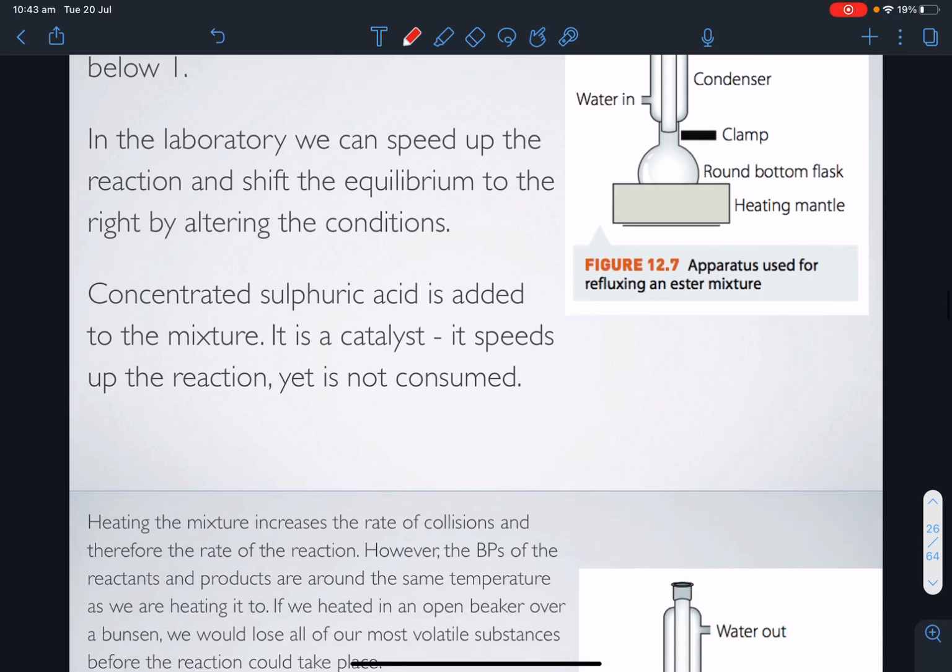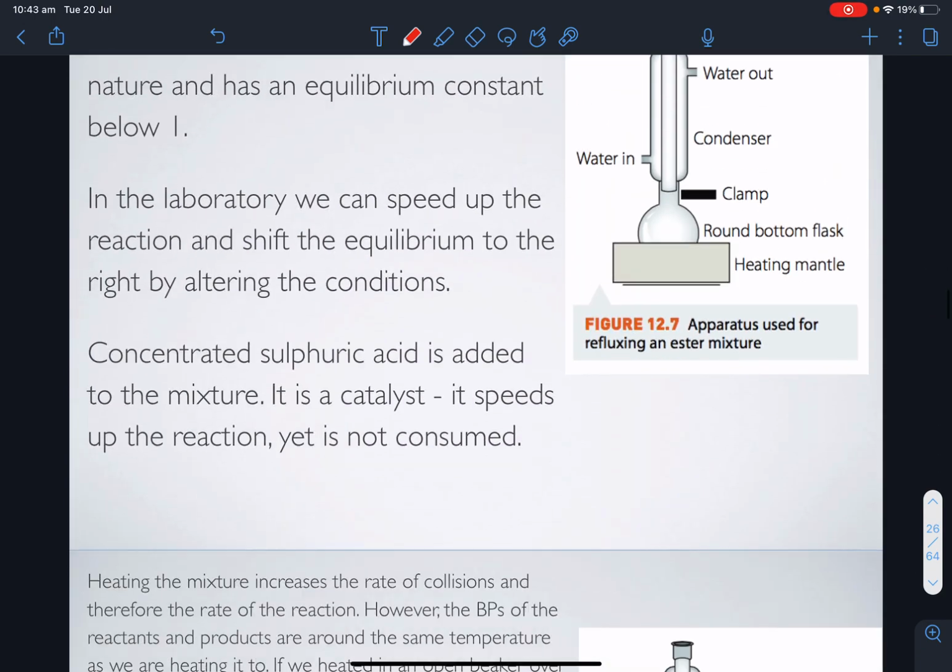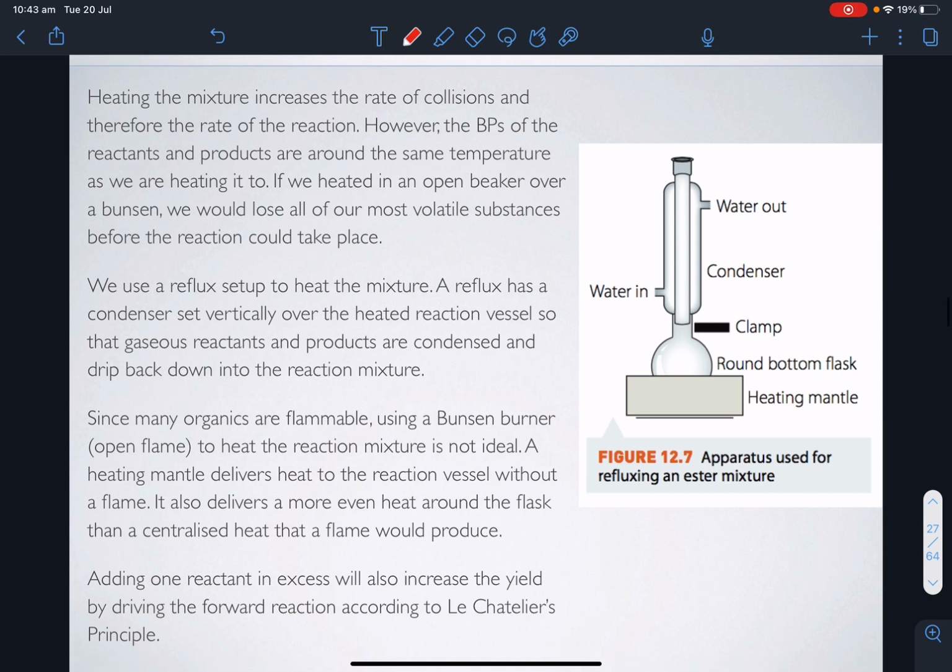I'm talking about what's on the next page. So I'll just skip ahead and talk about that. So the low boiling points of our reactants and our products, if we start heating them, we're just going to boil them away. What we can do is reflux, okay?